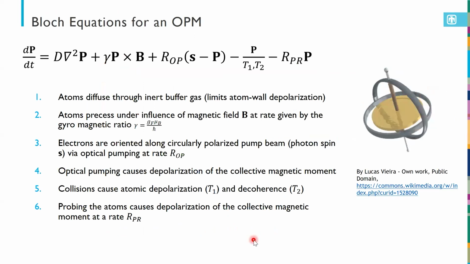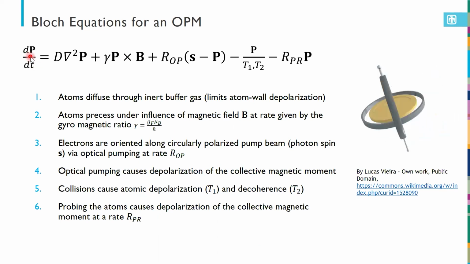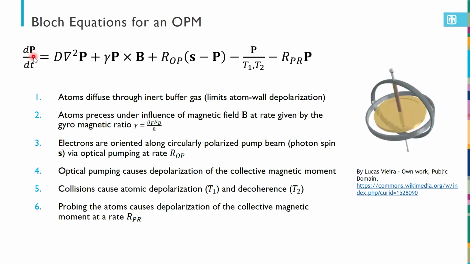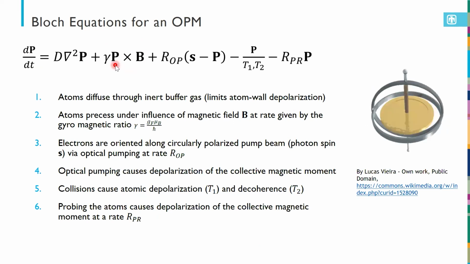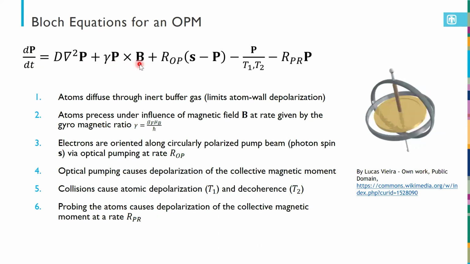Okay, here's the equation that one can use to calculate the behavior of an optically pumped magnetometer. P refers to the atomic polarization, or the spin of the magnetometer or of the atoms, and how that's precessing around. And the main term that we're worried about here, how it responds to a magnetic field, is this polarization crossed with the magnetic field.